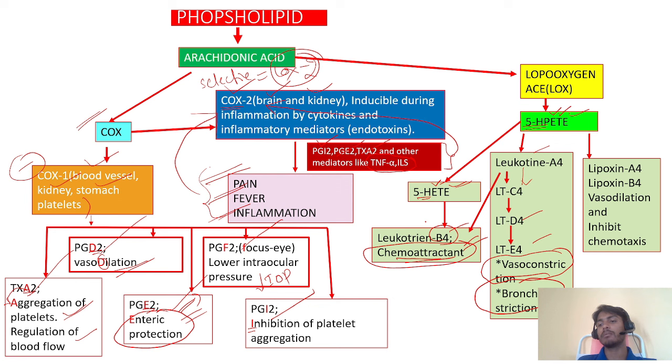Next, lipoxin A4, lipoxin B4. Okay, A4, B4, both are responsible for vasodilation and inhibit chemotaxis.